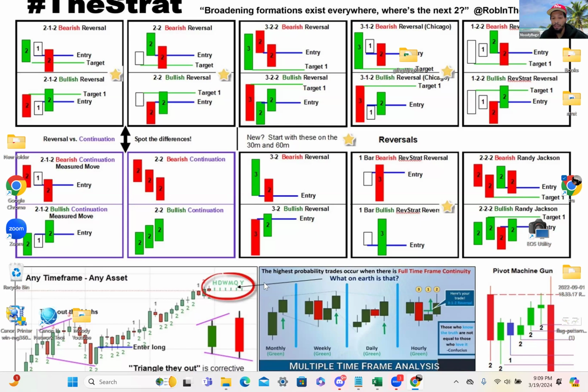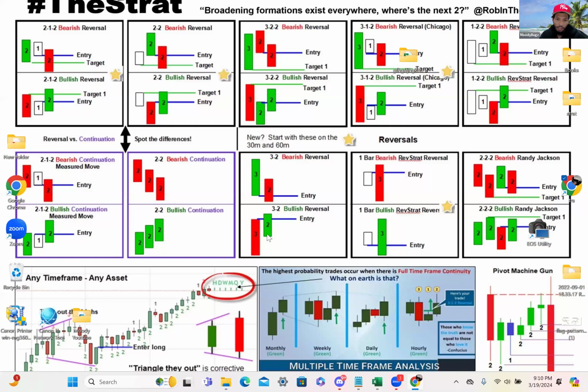The highest probability trades occur when there is full time frame continuity, right? I'm going to just say that again. Time frame continuity is one thing, full time frame continuity is another thing, right? What on earth is that? Monthly, green, weekly, green, daily, green, hourly, green.